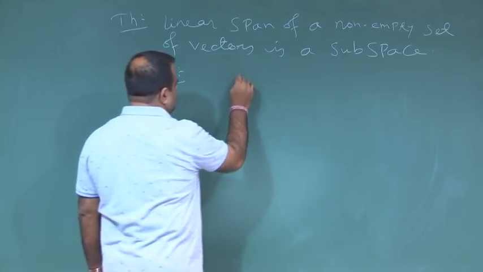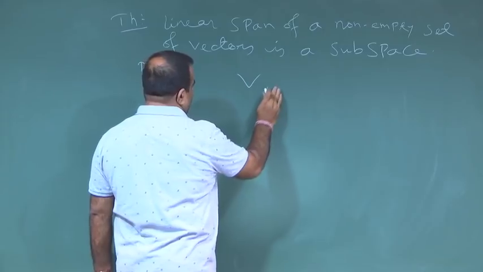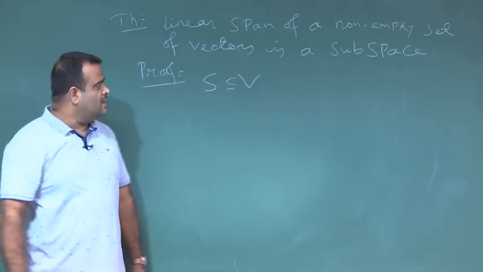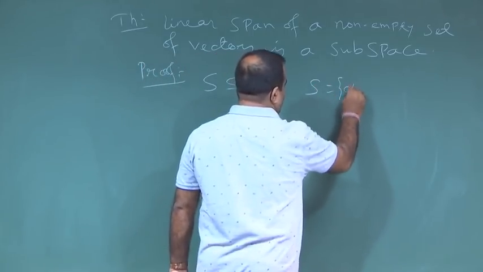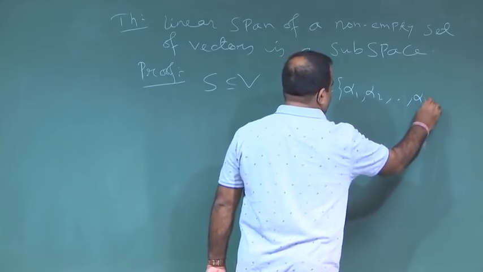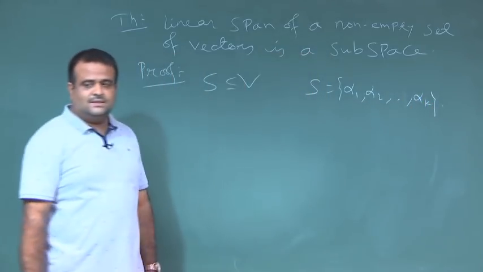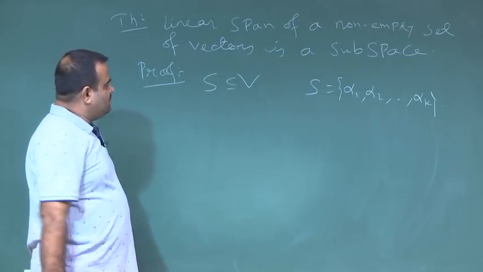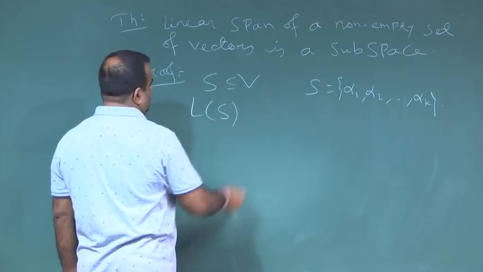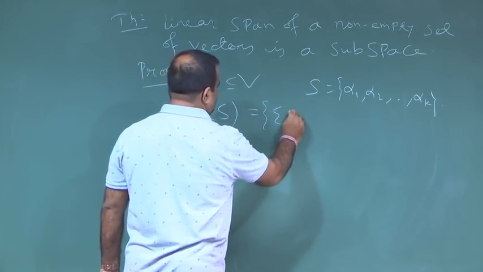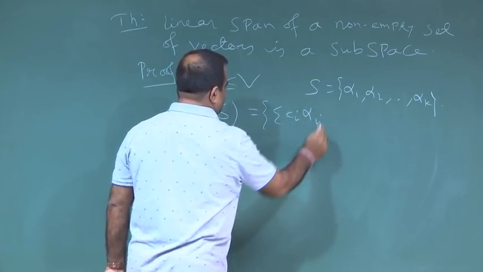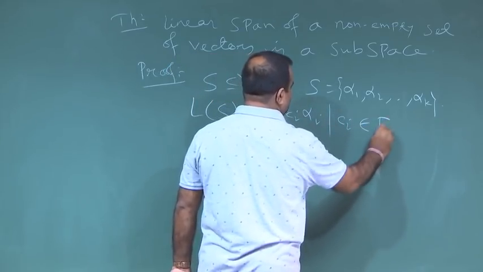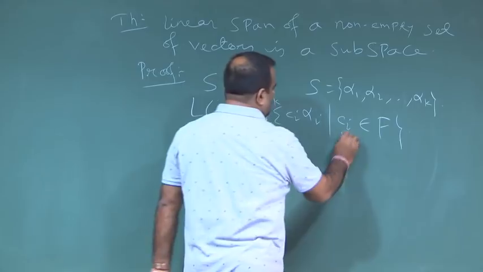So, let V be the vector space, and S is that non-empty subset. So, at least there is one element in S. Suppose S is basically alpha 1, alpha 2, up to alpha k. Suppose there are k elements in S. These are all vectors. Now, L of S is the linear combination of these. So, L of S is basically all possible linear combinations, the summation of c_i alpha_i, where i is 1 to k and c_i come from the scalar field F for all i.